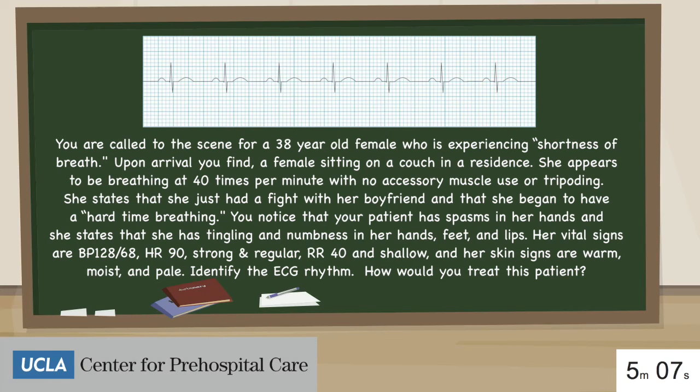Her vital signs are BP 128 over 68, heart rate of 90, strong and regular, respiratory rate 40 and shallow, and her skin signs are warm, moist, and pale. So this patient's in normal sinus rhythm. We're going to do our VOMIT 12 lead treatment: vitals, blood pressure, heart rate, respiratory rate, SpO2, assess the need for oxygen, monitor, IV, transport, and 12 lead. For this one, it's just general supportive care and transport.